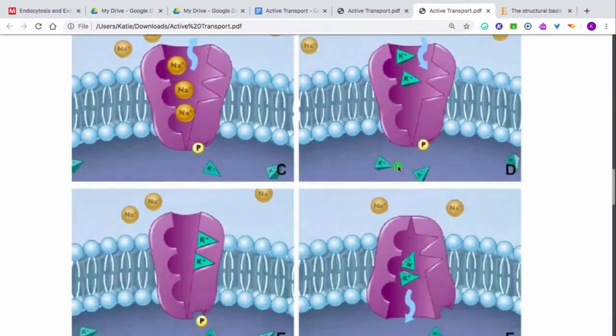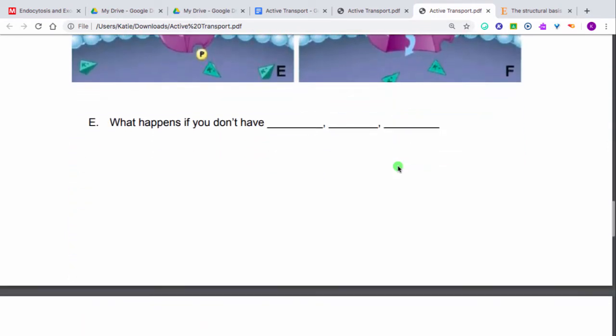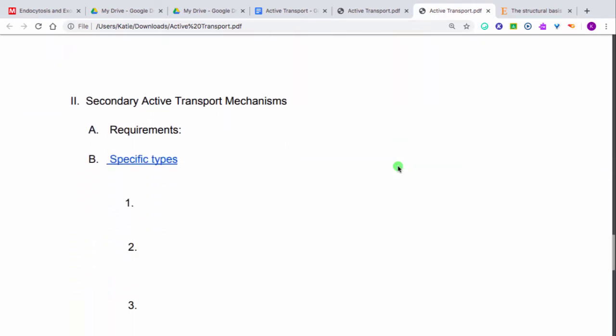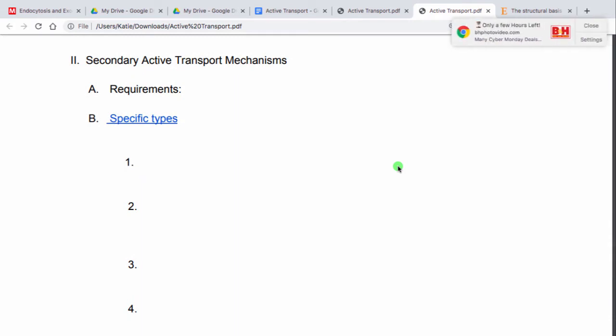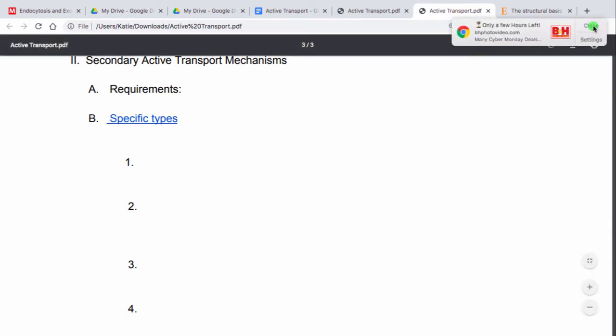All right, so again, what I was going to be focusing on today is our second part, which is secondary active transport. I don't care about any Cyber Monday deals.